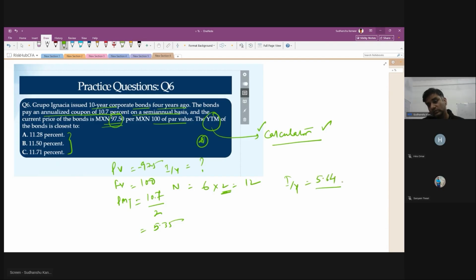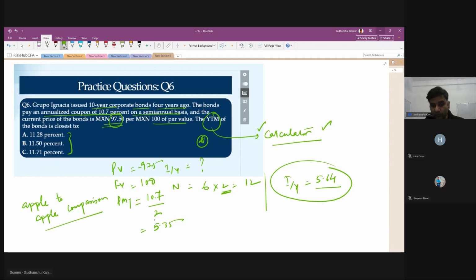See, again, the logic is very simple. I told you that day also. See, apple to apple comparison. Always remember discounting, interest rate: if you are solving everything, if your PMT, the payment, is semi-annual, N is semi-annual, your I by Y, which will come out by calculator, will also be semi-annual, right?